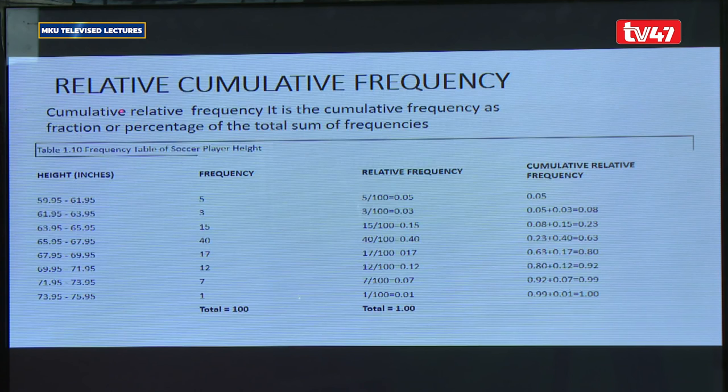And then we have the next one, which is the relative cumulative frequency, which is the fraction or percentages of the total sum of frequencies. Again, using the same example here, these are the intervals. Then we have the frequencies out of 100. And then we can calculate the relative frequency by taking the 5 divided by 100, and then we get the fractions, and we can also get the cumulative relative frequency, where you add the 0.05, you add the 3 here, it gives us the 0.08, then you add the 0.15, we keep adding until we get 1. So the relative cumulative frequency is normally 1.